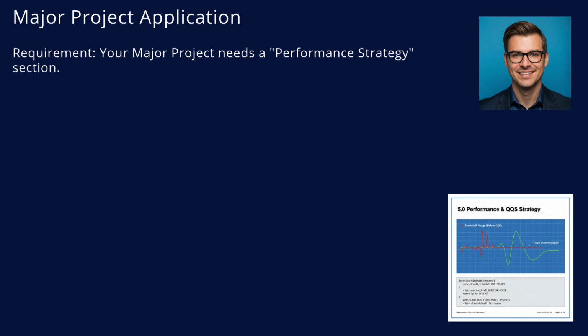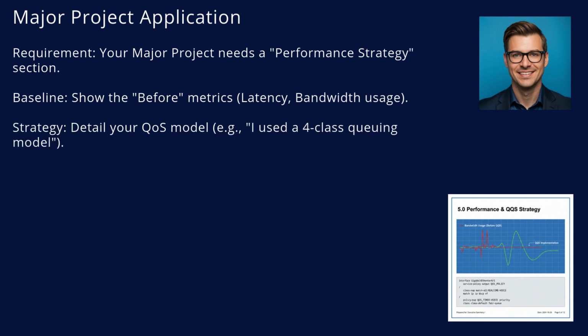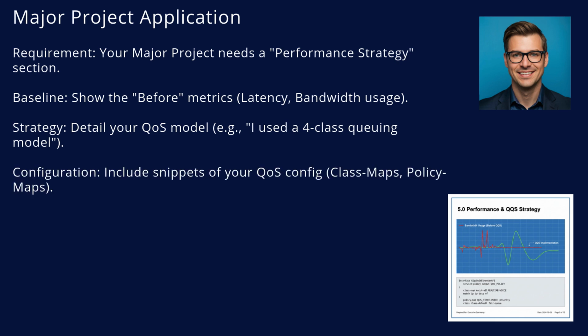If you are doing your major project, K64 is essential. You need a performance strategy section. Start with a baseline. Show graphs of the network performance before you made changes. Then, detail your strategy. Write, I implemented a 4-class queuing model to prioritize voice, critical data, and management traffic over scavenger traffic. Include the actual configuration code, your class maps and policy maps. This proves you didn't just talk about performance, you engineered it.